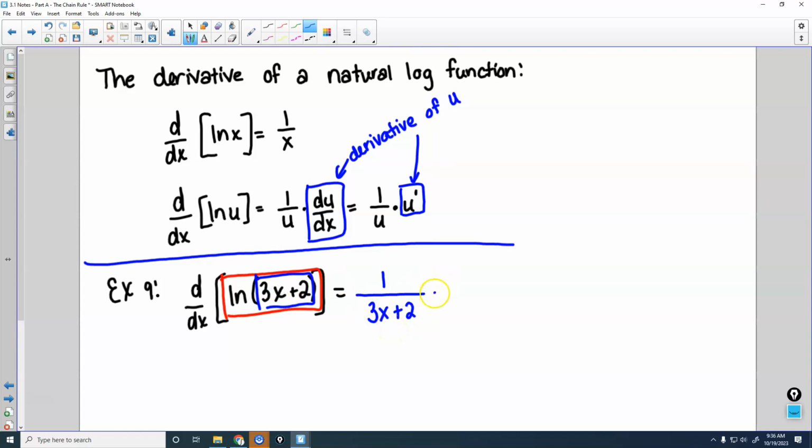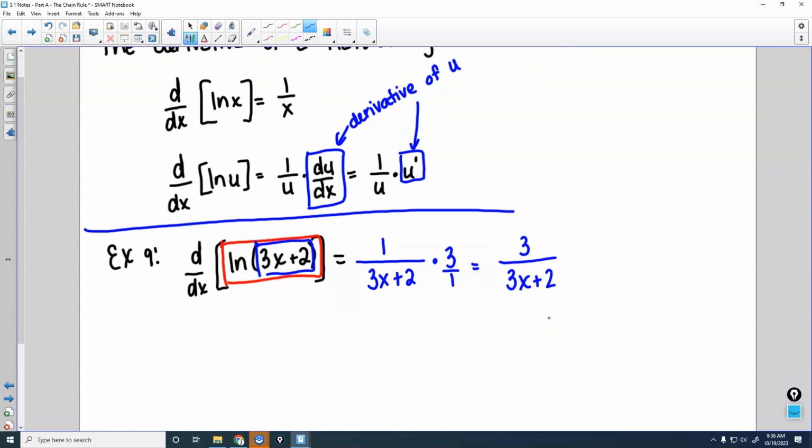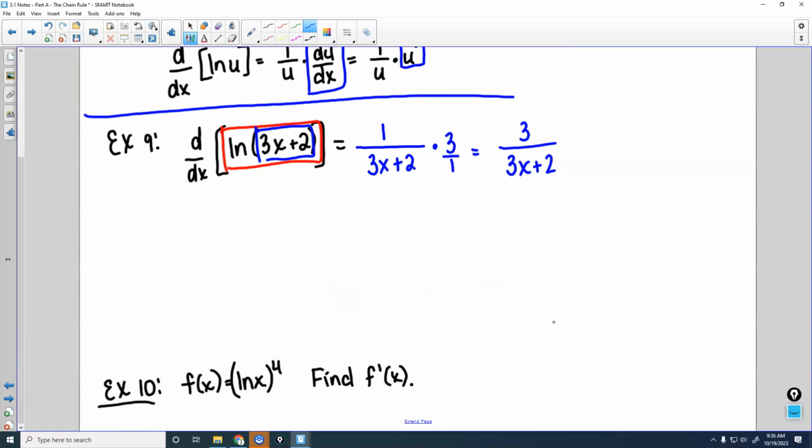Then we have to multiply by the derivative of the inside. What's the derivative of the inside? 3. And that 3, it's like 3 over 1, right? So if we want to put this together, we would get 3 over 3x plus 2. Okay, questions on that?